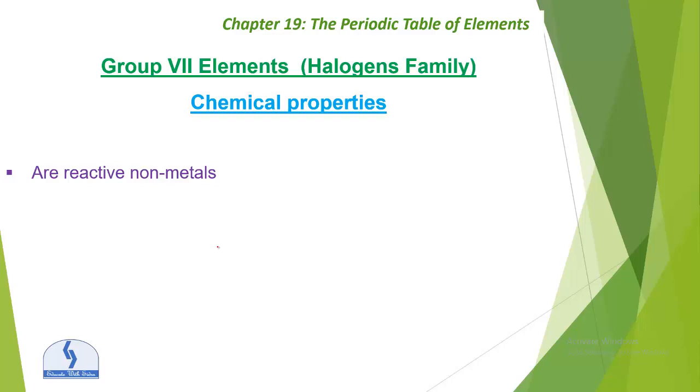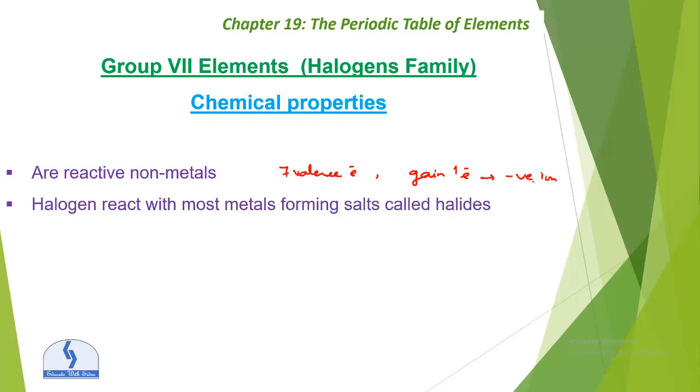Now the chemical properties: they are reactive non-metals because they have 7 valence electrons. They can easily gain 1 electron to achieve the noble gas configuration and form a negative ion. Halogens react with most metals, forming salts called halides, right? And halides are basically F minus, Cl minus, that is fluoride, chloride, bromide, iodide, etc.